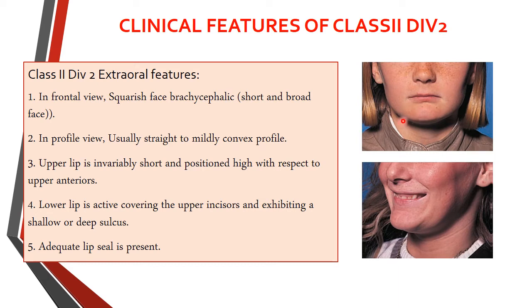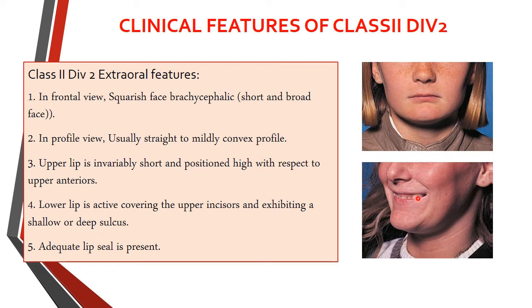As we said before, Class II Division 2 is associated with decreased lower anterior facial height. Unlike Class II Division 1, the patient's frontal view is dolichocephalic or mesocephalic. In the profile view, as we said before, Class II Division 2 is usually associated with a milder skeletal Class II pattern, so the profile is usually straight or mildly convex.